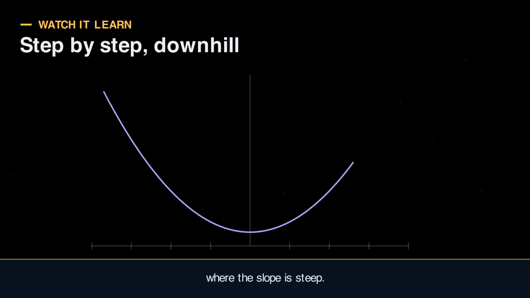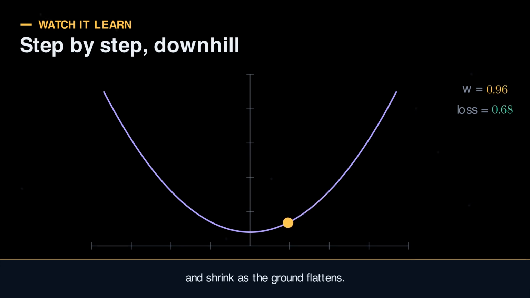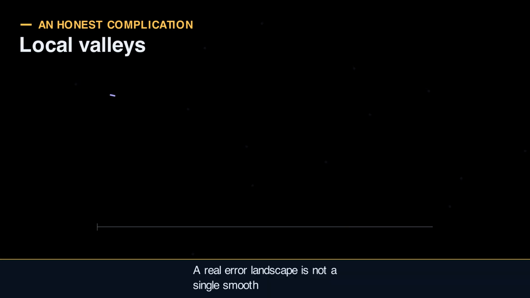Watch it run. The ball starts high on the error curve where the slope is steep. Each step moves it against the gradient downhill. The steps are big where it is steep and shrink as the ground flattens. Finally, it settles at the minimum where the gradient is 0 and there is nowhere lower to go. It has learned.